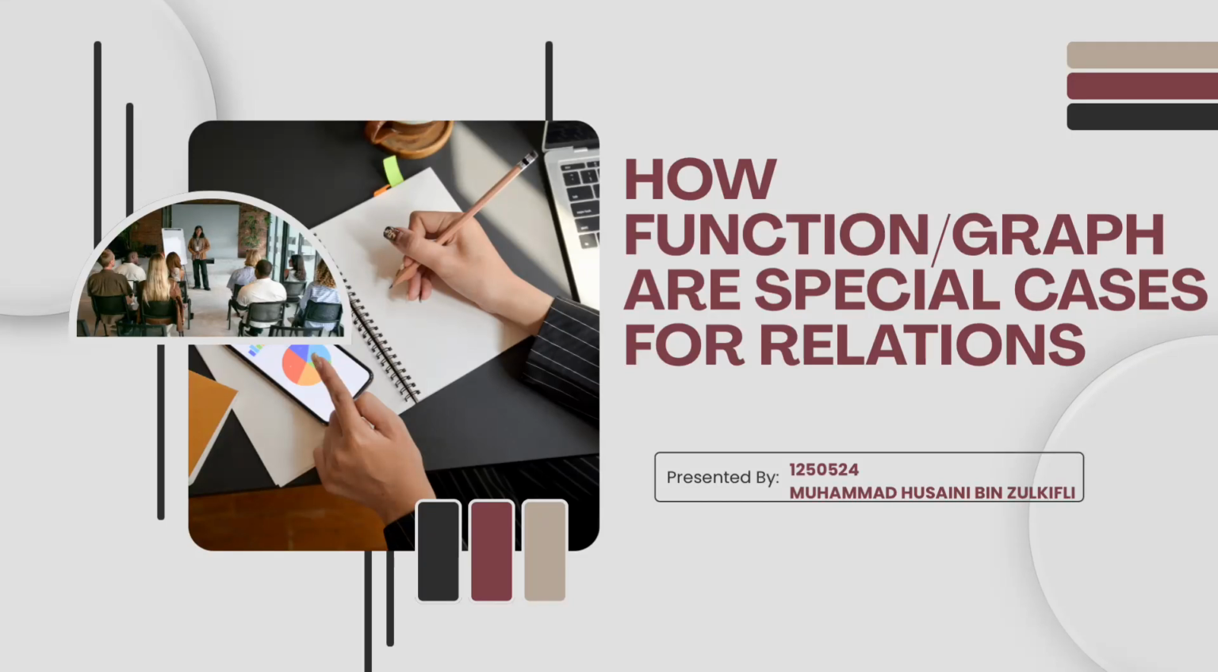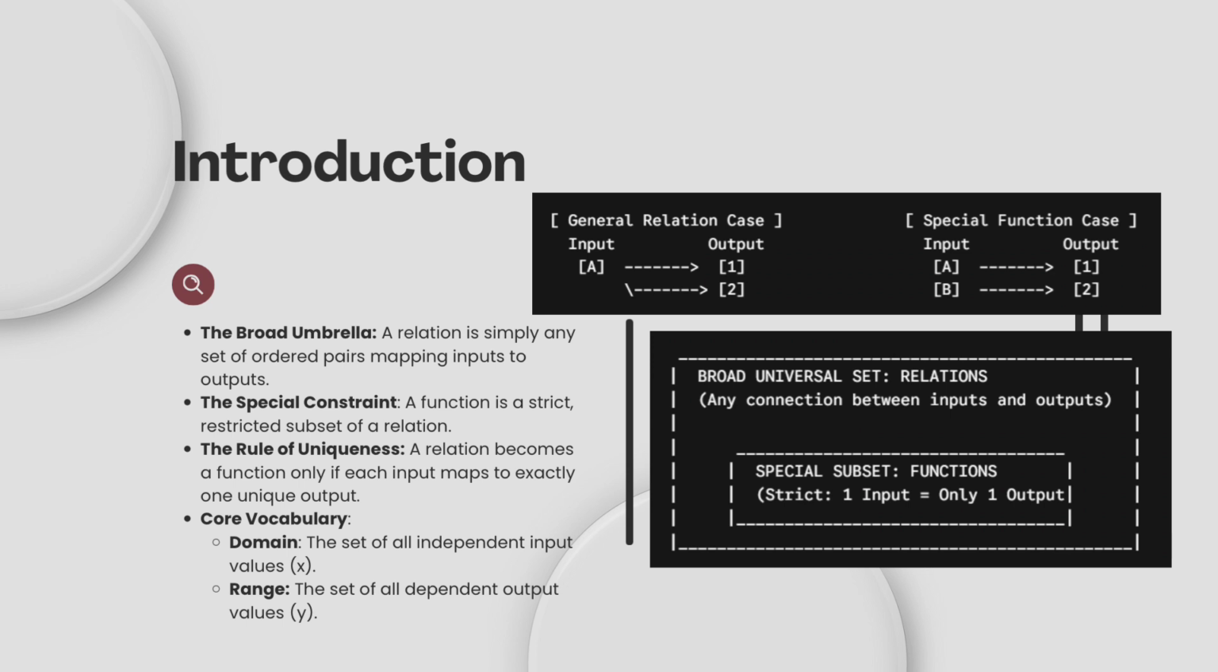Today we are going to explore a very important connection in algebra, how functions and graphs are actually special cases of a broader mathematical concept called relations. If you look at the diagram on the slide, you will see a large outer box labeled relations. In mathematics, a relation is the widest possible category we use to pair numbers. It is simply any connection between a set of inputs and a set of outputs.